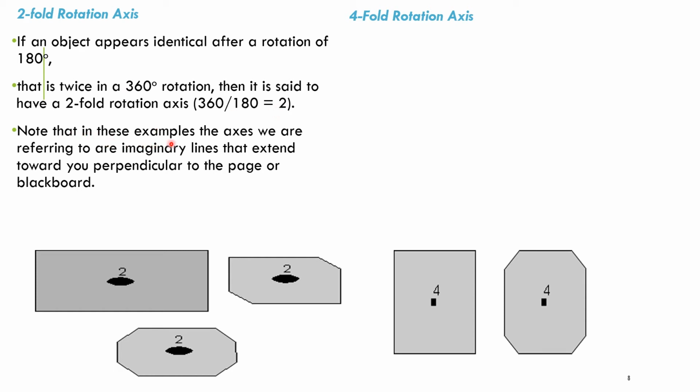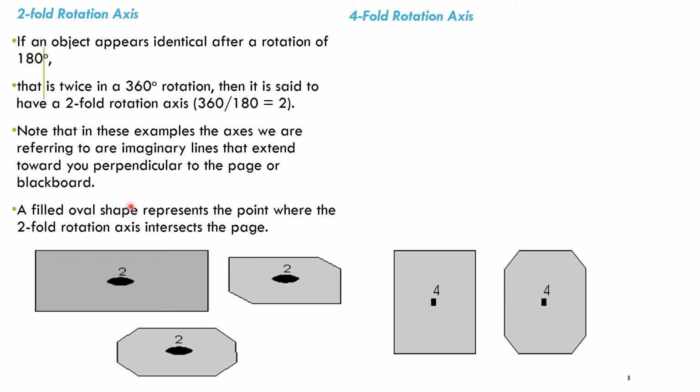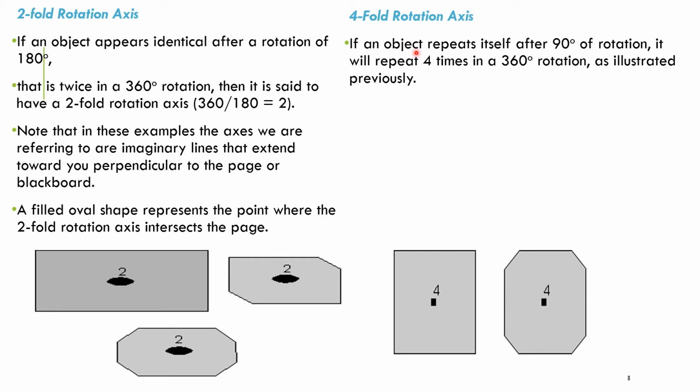Note that in these examples, the axes we are referring to are imaginary lines that extend towards you perpendicular to the page or the blackboard. Four-fold rotation axis. If an object repeats itself after 90 degrees of rotation, it will repeat 4 times in a 360-degree rotation. That is this diagram.